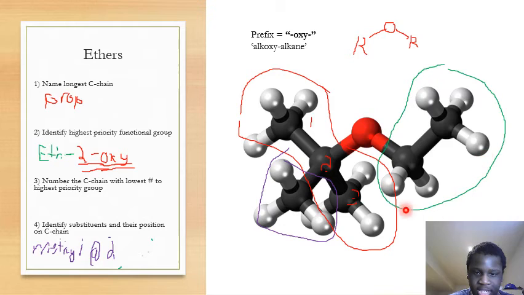So therefore, we would attach it to the parent name, naming it ethoxy, with the 2 distinguishing the position of the ether on the parent. And we also see there's a methyl substituent on the second carbon position as well. So the total name would be 2-ethoxy-2-methylpropane.